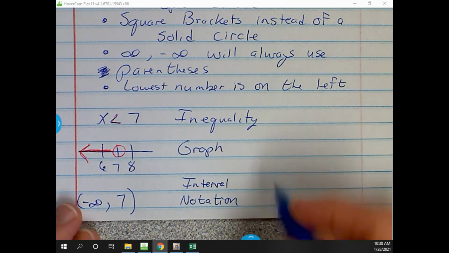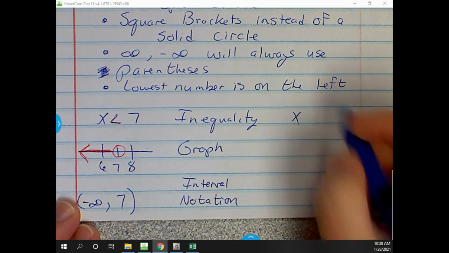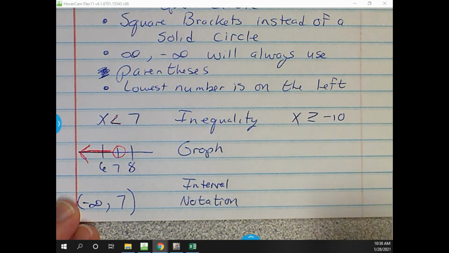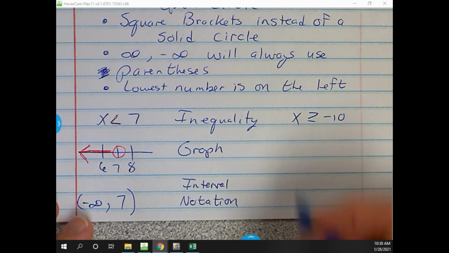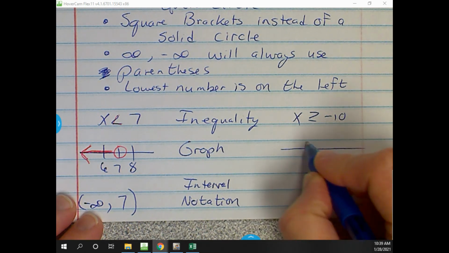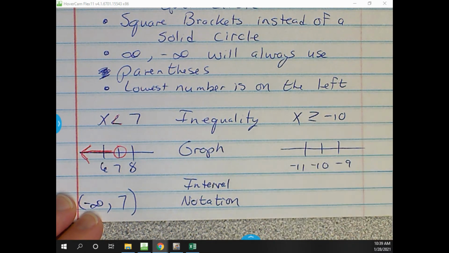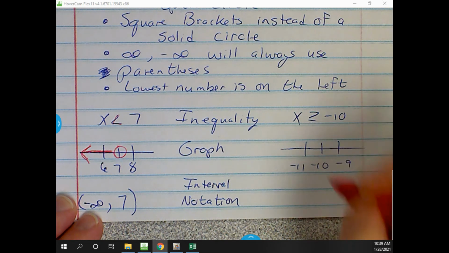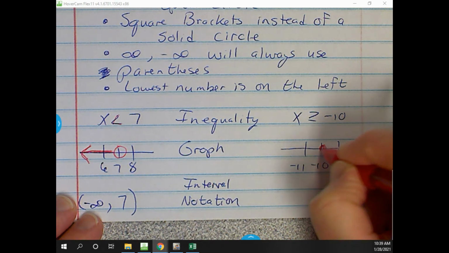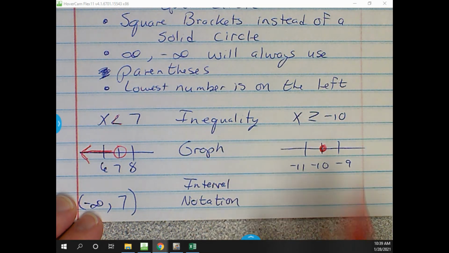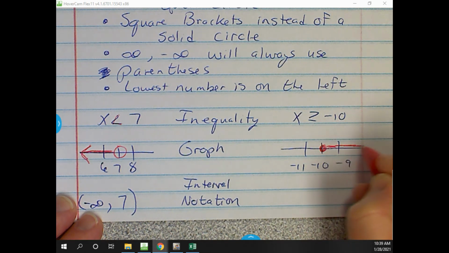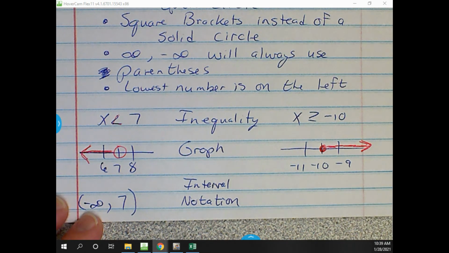All right, and then one more over here. Let's do x greater than or equal to negative 10. Okay, graph-wise: negative 10, negative 9, negative 11. This time we'll have a solid circle at negative 10. And again, the arrow points to the right side, so we need an arrow that will point to the right.